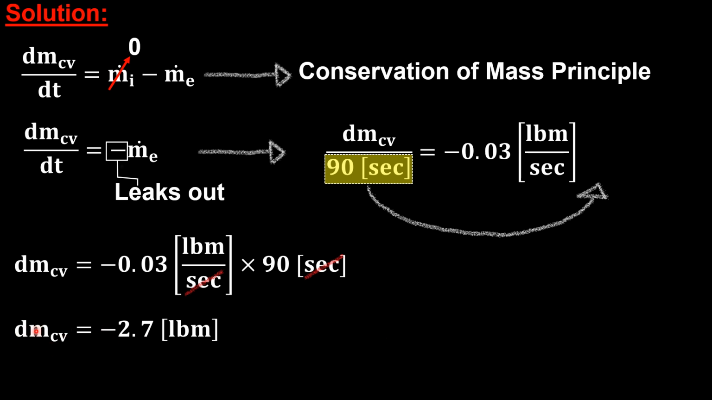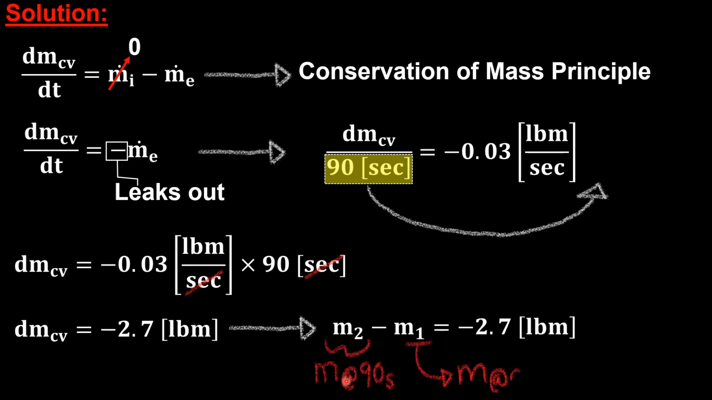And we can rewrite this equation, as we mentioned in the previous slide, so that the change of mass within the control volume is basically the final mass minus the initial mass within the control volume. So the final mass is m sub 2 minus the initial mass m sub 1. Or in other words, the mass at 2 is the mass at 90 seconds, and the mass at 1 is the mass at 0 seconds.